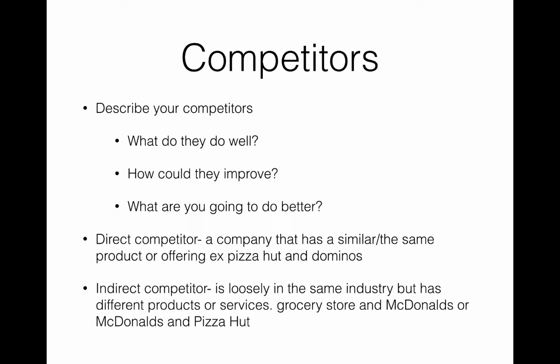An indirect competitor is loosely in the same industry but has different products or services. A good example would be McDonald's and Pizza Hut. They're both in the fast food industry. They probably compete pretty often in a sense of when you're hungry and you're like, do I want pizza or do I want McDonald's? Or, hey, Pizza Hut and McDonald's are close. Which one do you want? Right? And so you have to make that choice sometimes. But they're not the exact same product or offering. Obviously, one serves burgers, the other serves pizza.